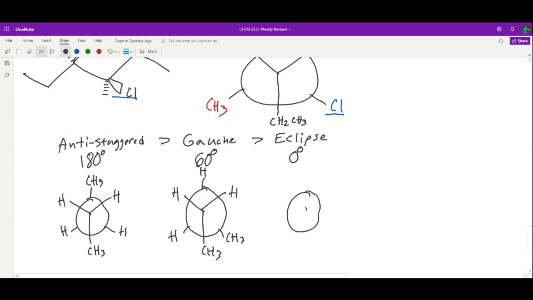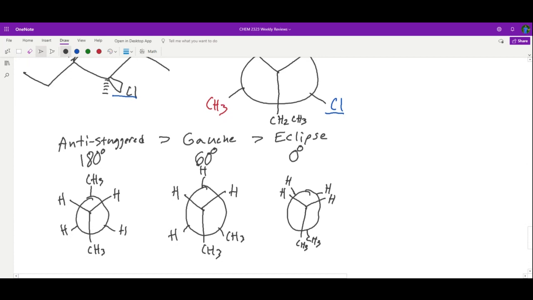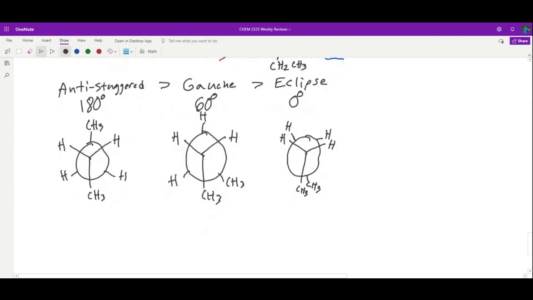And for eclipsed, so the back carbon substituents are going to be basically on top of each other. It looks like a 15-degree angle, and sometimes, depending on what resource you learn this from, it'll say 0 degrees or 15 degrees, but this is going to be right on top of each other, which there's going to be a lot of steric hindrance.